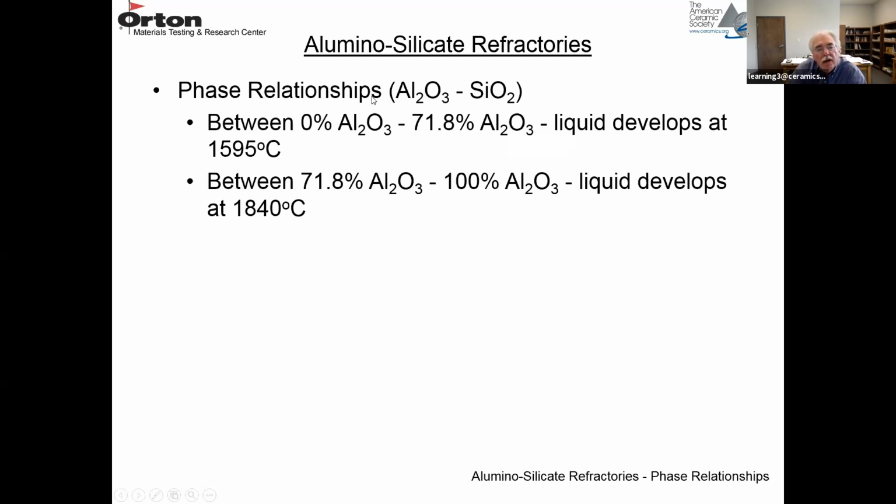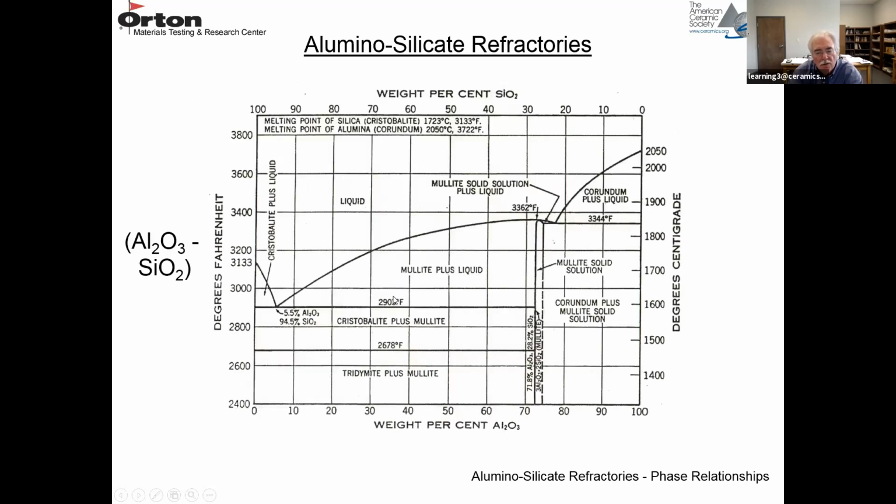So the phase diagram is alumina-silica. It turns out between 0% alumina and 71.8% alumina, liquid develops at this temperature, 1595 degrees C. 71.8 is the amount for mullite. So above 71.8% Al2O3 to 100% Al2O3, liquid develops at a higher temperature, 1840 degrees C. So you can see this in the alumina-silica phase diagram.